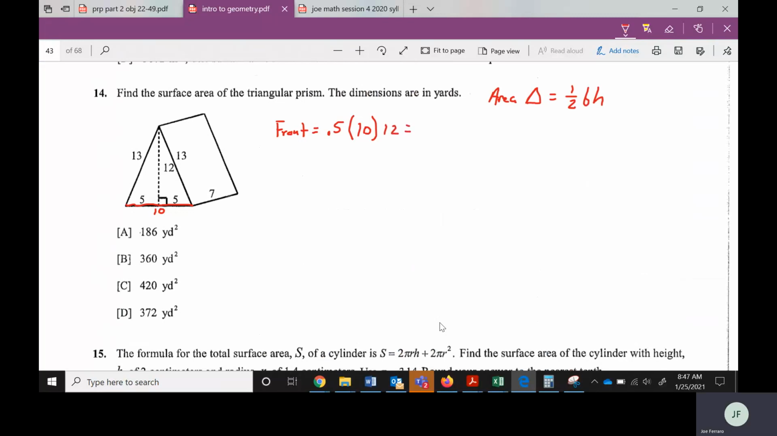Okay. So then you could type all this in at once, or you can do a step, 0.5 times 10 is 5. And we still have the 12. So that equals 60. And again, if you just type this all at once, you'd get 60. Okay. So now that I have the front, the back is exactly the same. So that's 60. Okay, now let's look at the right side.